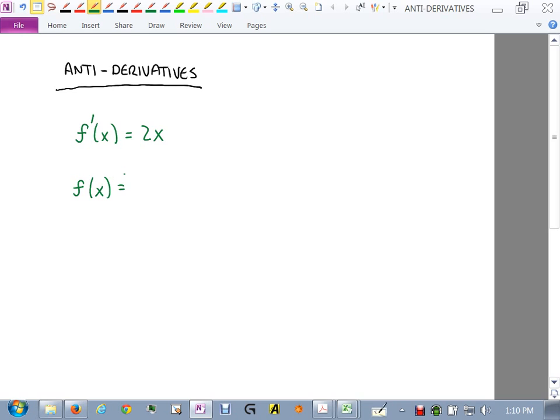X squared, right? Is that the only one it could have been? Yes and no. I could have done x squared plus 1, or x squared minus 4, or x squared plus 10, as long as there's a constant being added, then the derivative of that constant would have gone away. So what we would say is something like this, plus capital C, some constant. And that actually takes care of all of the possibilities, doesn't it? C is some constant, so we'll put that next to this. C is a constant. We don't know what it is.